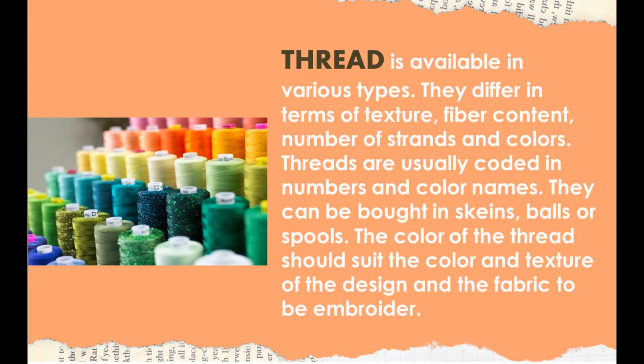Thread. Thread is available in various types. They differ in terms of texture, fiber content, number of strands and colors. Threads are usually coded in numbers and color names. They can be bought in skeins, balls or spools. The color of the thread should suit the color and texture of the design and the fabric to be embroidered.